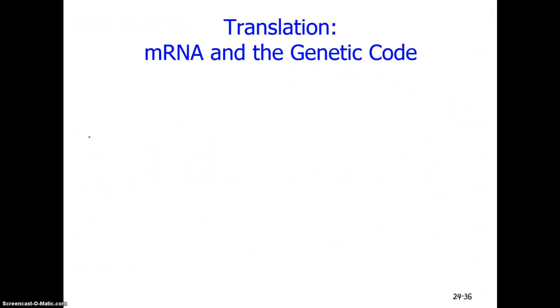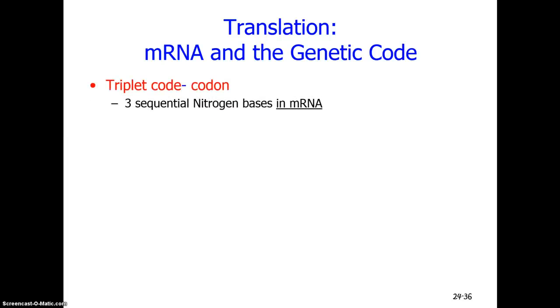Alright, so translation, we're going to start with mRNA and the genetic code. As scientists, once they finally accepted that DNA is the genetic code, responsible for coding for all of our traits, the blueprint, if you will, of you and I, they first ran into this problem. There are only 4 nitrogen bases. How in the world is that going to code for all the amino acids we know that we have?